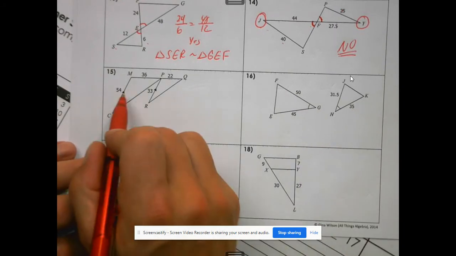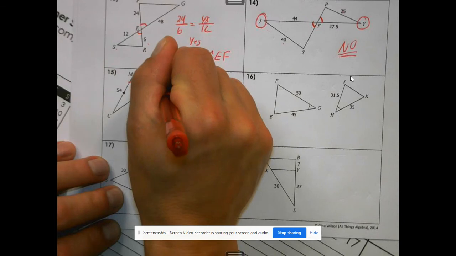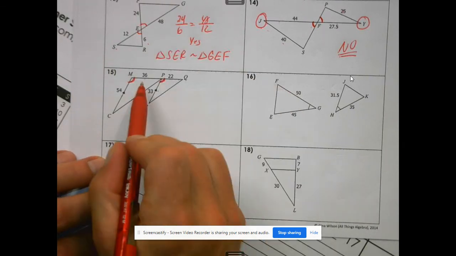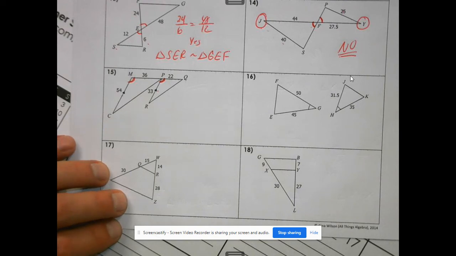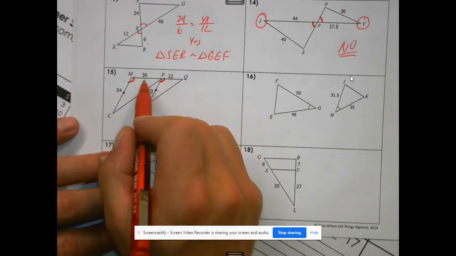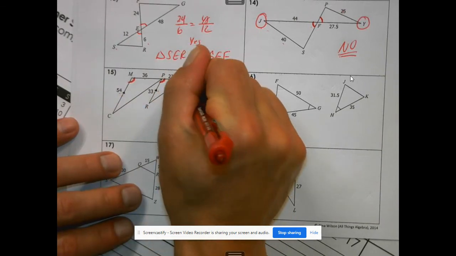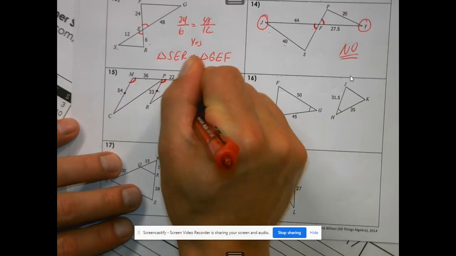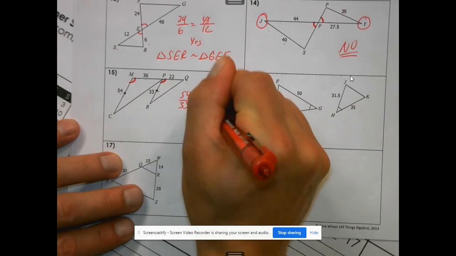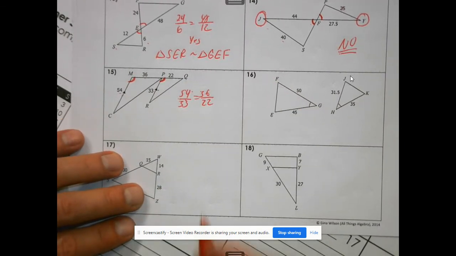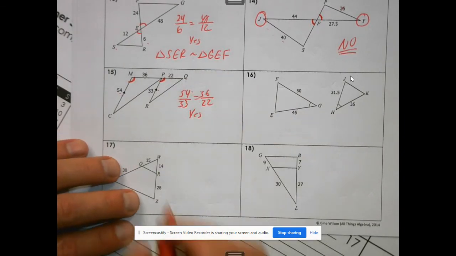15, I notice I have parallel lines. That means corresponding angles are congruent. So in this case, yeah, the angle is included in between the sides here. So we've got to match them up. The guy on the left, let's go left side to left side. So 54 over 33 equals 36 over 22. Yep, it does check out. If you divide those guys, it comes out to be the same exact answer.